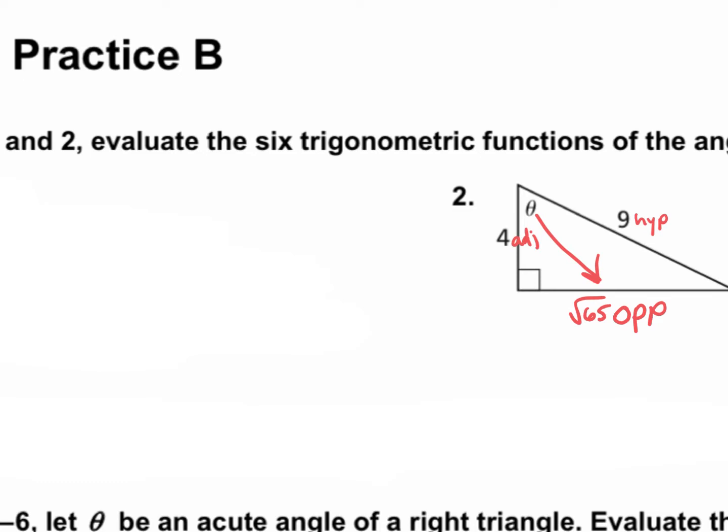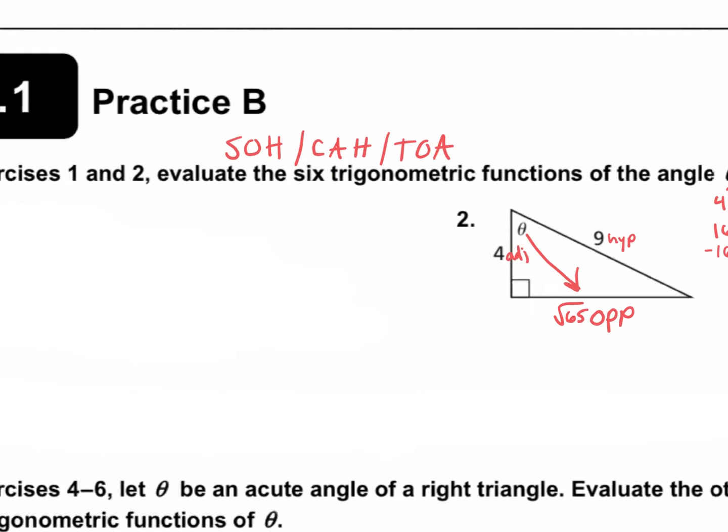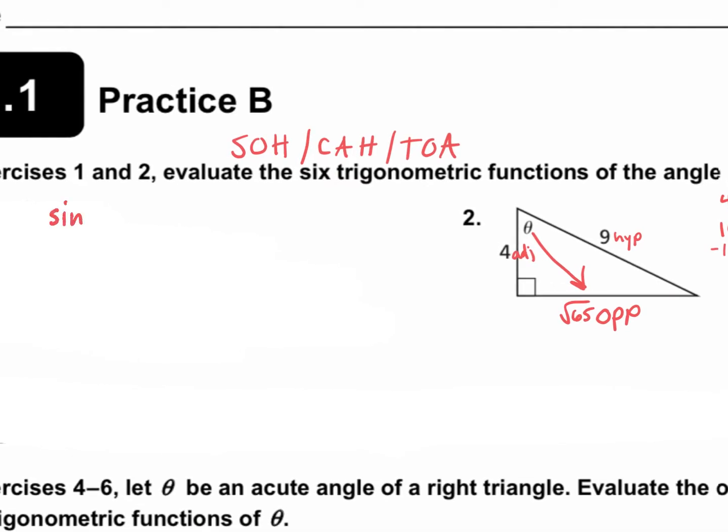To find our 6 trig functions, we're going to need SOHCAHTOA. So let's start with sine. Sine is what over what? Awesome. Opposite over hypotenuse. So our opposite is square root 65, and our hypotenuse is 9. So sine of theta is square root 65 over 9.